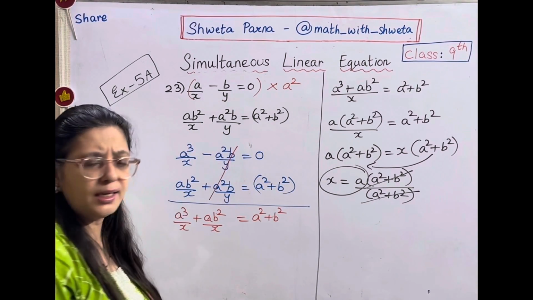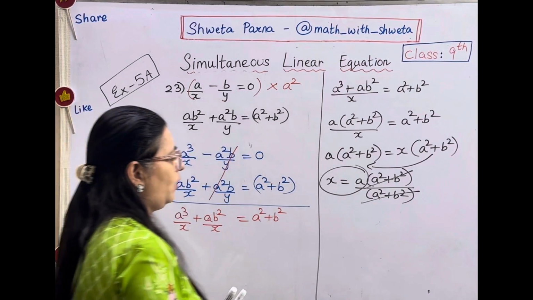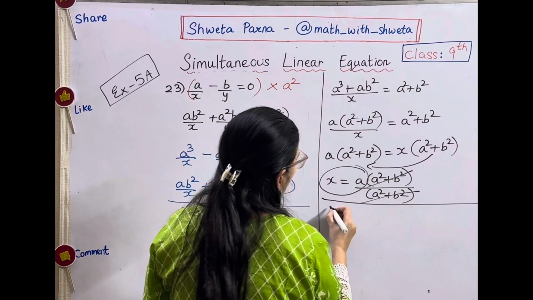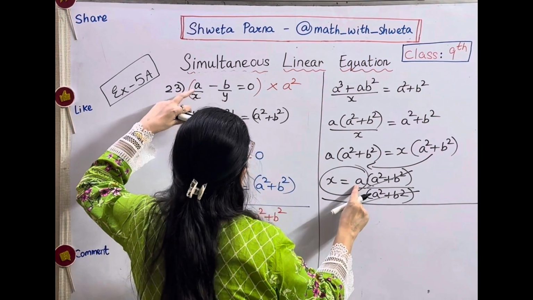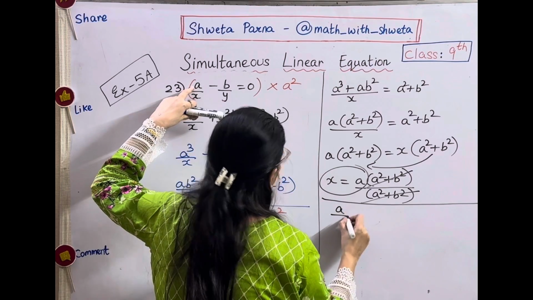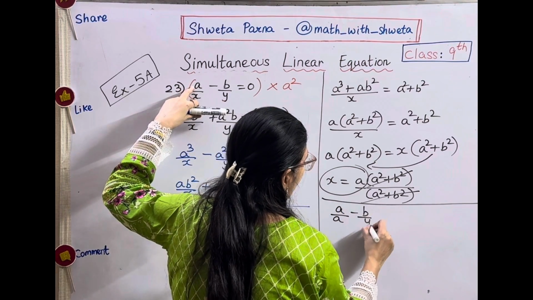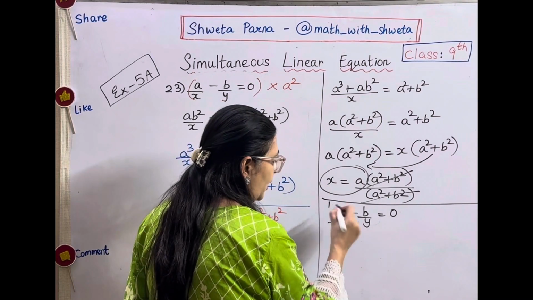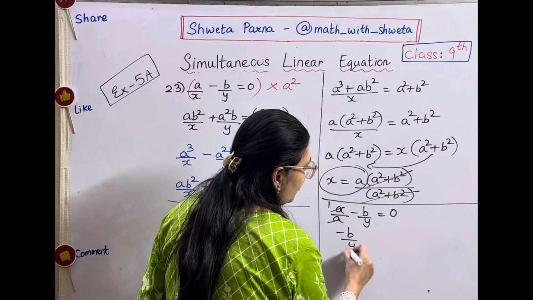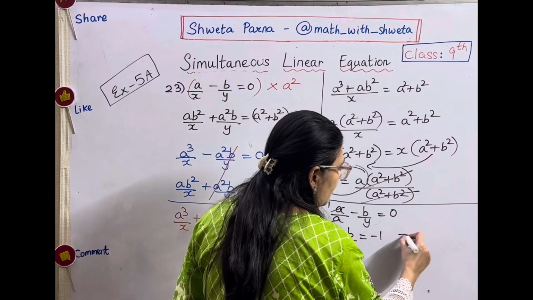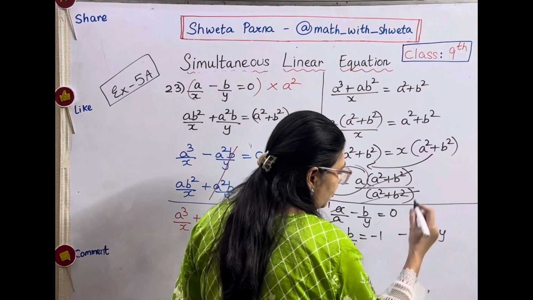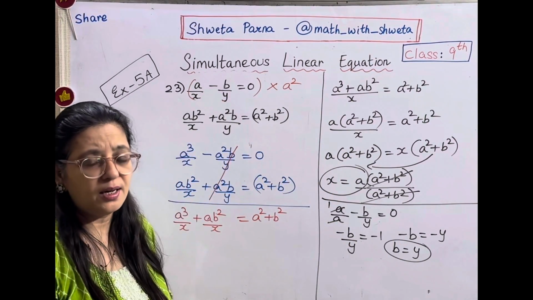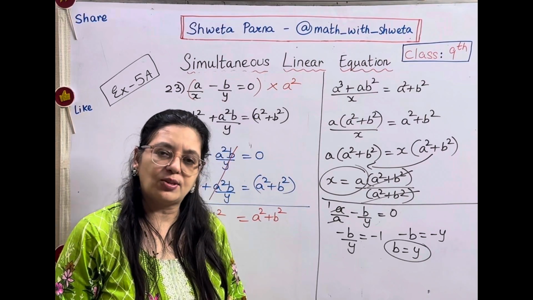Now substitute in any equation and get the value of y also. Say for example, I substitute over here. So x is equal to a. So a upon a minus b upon y is equal to 0. This will not become 0, it is 1. So minus b upon y is equal to minus 1. Minus b is equal to minus y. So b is equal to y. This is the value for y. I hope it's clear. Come on, let's go to the next one.